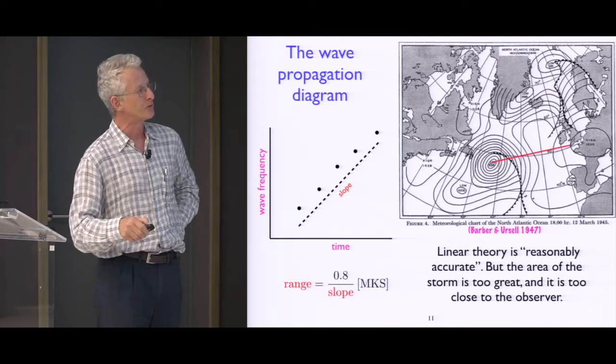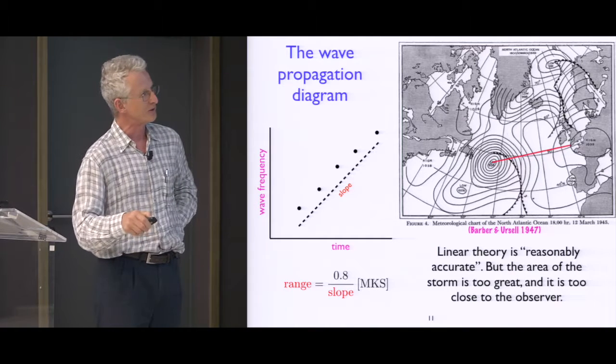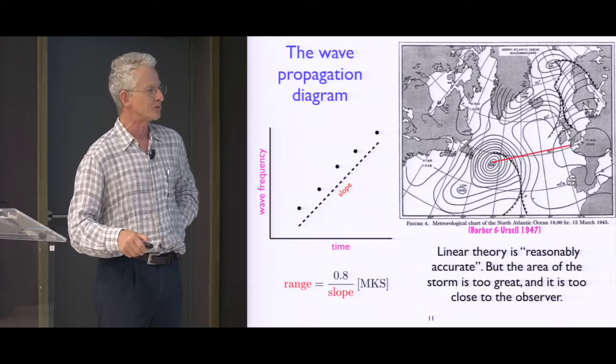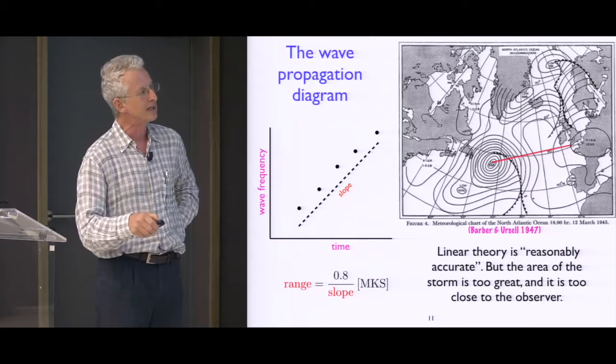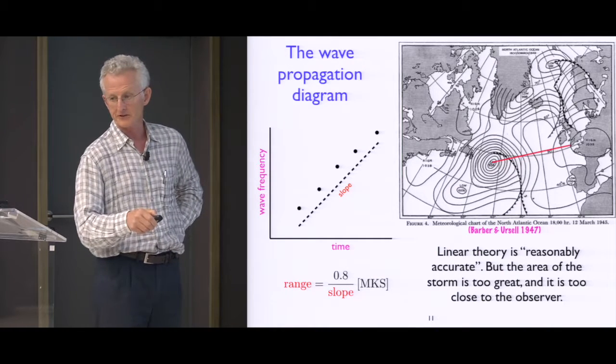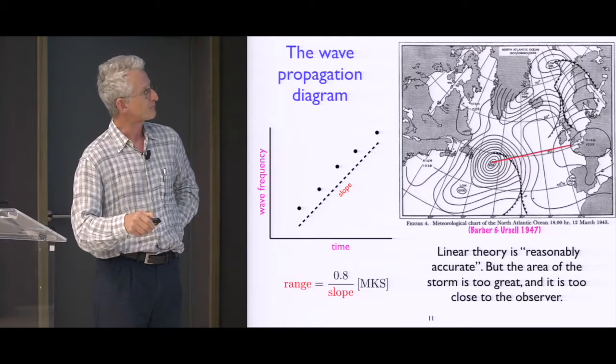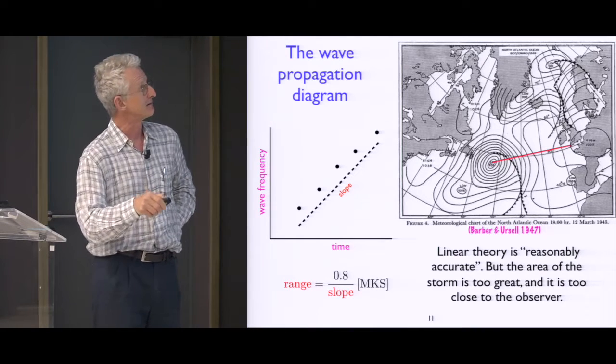But the area of the storm is too great. So here's the storm on this weather map. The area of the storm is too great, and it's too close to the observer to treat this as a point source, obviously, okay? I'll show you some real data later.